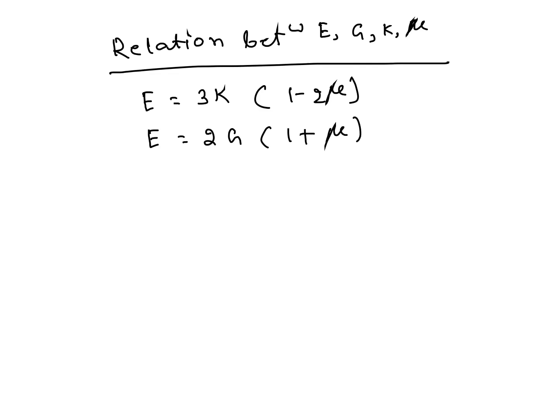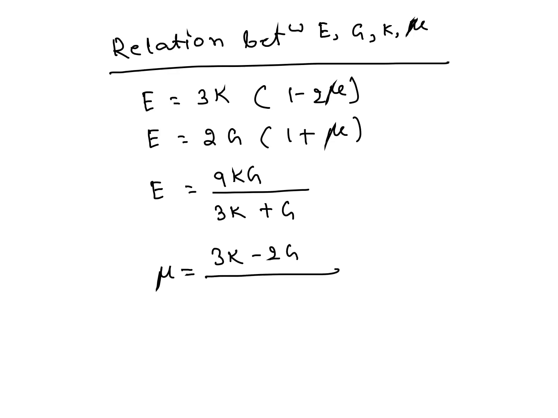E equal to 9KG divided by 3K plus G. Then mu equal to 3K minus 2G divided by 6K plus 2G.